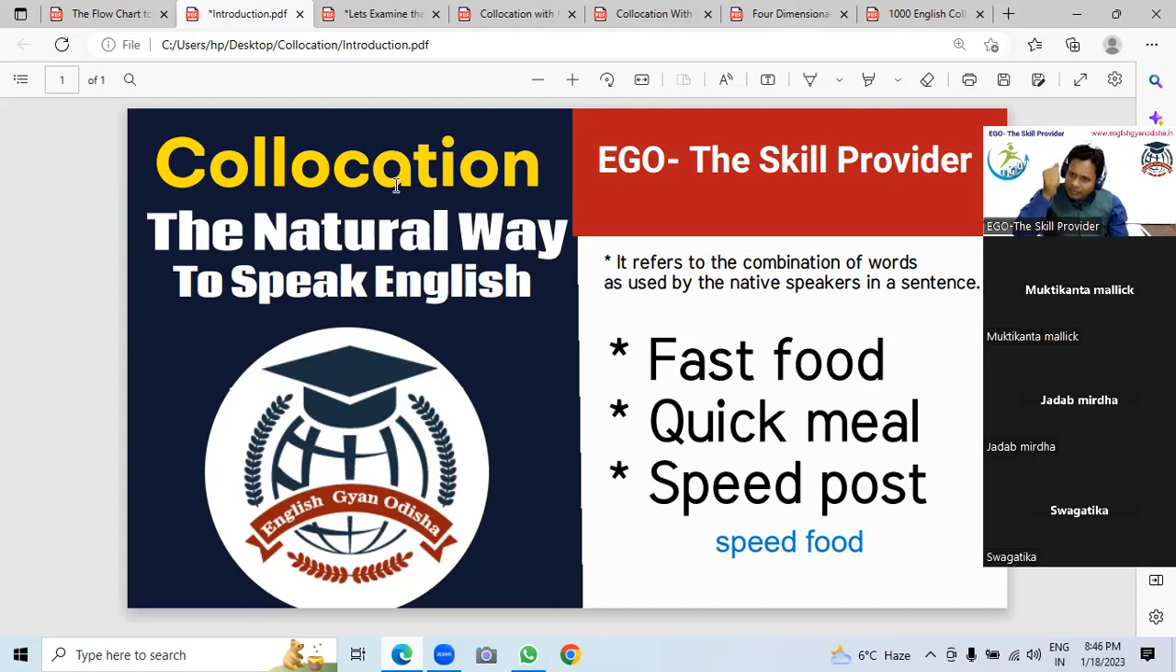In every batch, every individual, I say one thing. It is my sincere request to everybody, suggestion, appeal: don't try to use Oriya when trying to learn English.